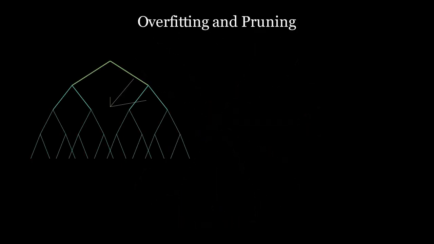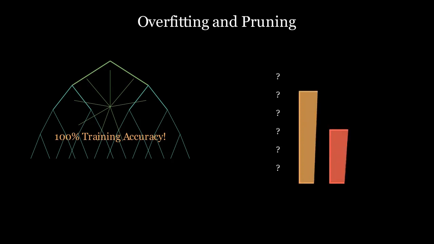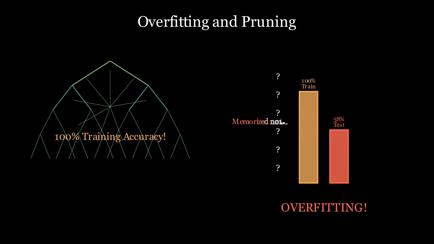Now, a cautionary note. If we let the tree grow without limit, it will perfectly classify every training example, including noise and outliers. That sounds great until new data arrives. The tree has memorized the training set rather than learning the real pattern. It fails on new data.